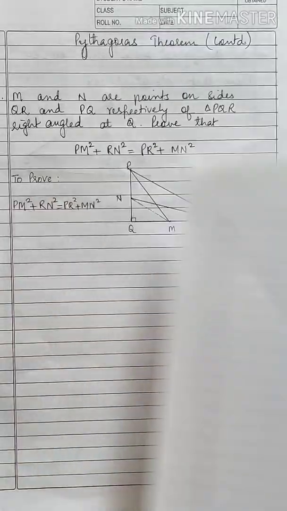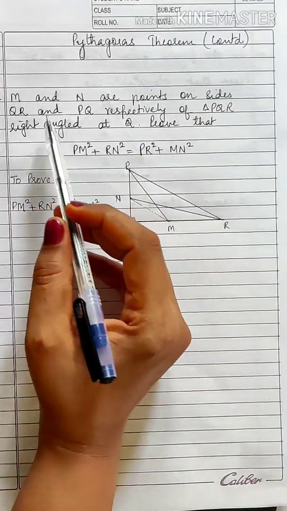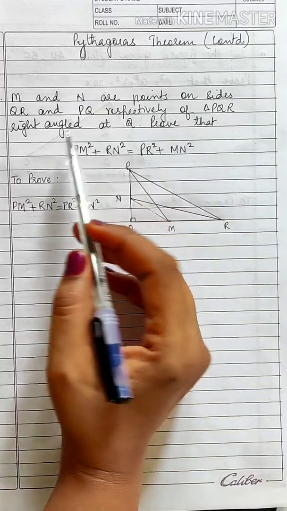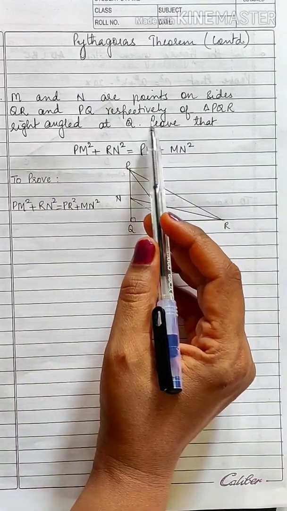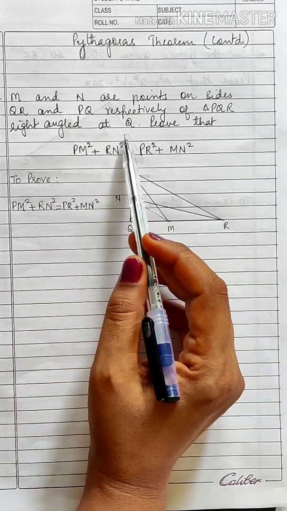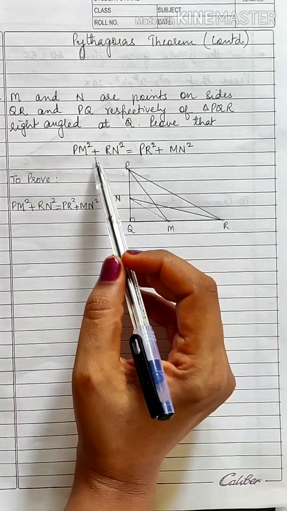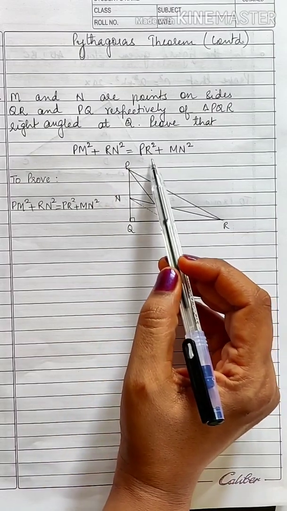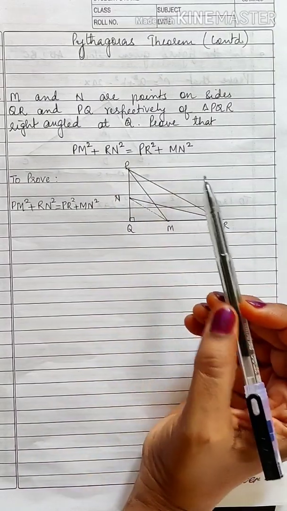Hello students, in today's class we will continue with Pythagoras theorem, application of Pythagoras theorem, how we will apply Pythagoras theorem in different sums. M and N are points on sides QR and PQ respectively of triangle PQR right angled at Q. Prove that PM square plus RN square is equal to PR square plus MN square.